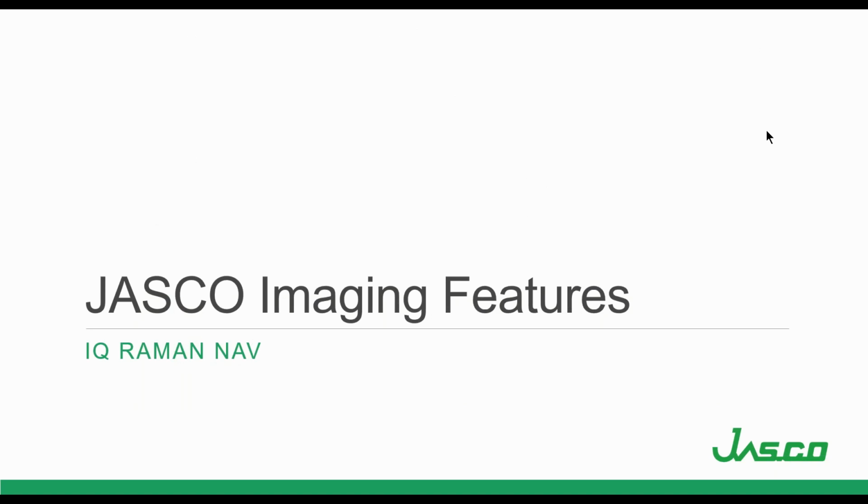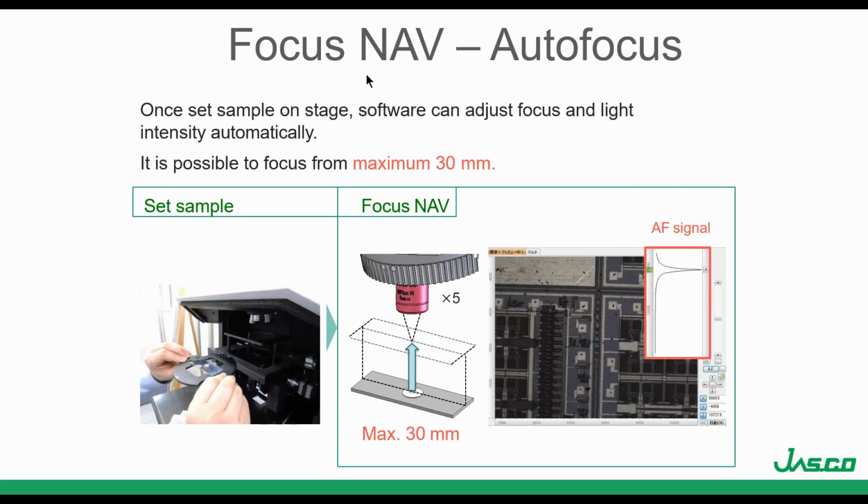Some of the JASCO imaging features. These are just features that I was putting together for this webinar, and I thought that this is very helpful. We have what we call the Focus Nav, that is just the autofocus. If a sample is placed in the instrument, the first objective lens that we are going to find is the 5x, and we can think of it as a rough focus, or a rough autofocus, just to start our measurement.